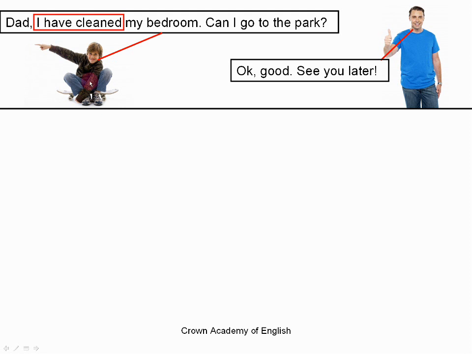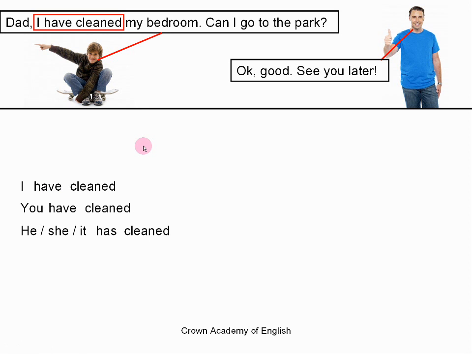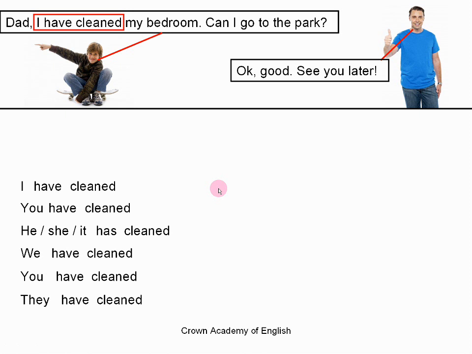Okay, so this is the present perfect. Affirmative. I have cleaned. You have cleaned. He, she, or it has cleaned. We have cleaned. You have cleaned. And they have cleaned.